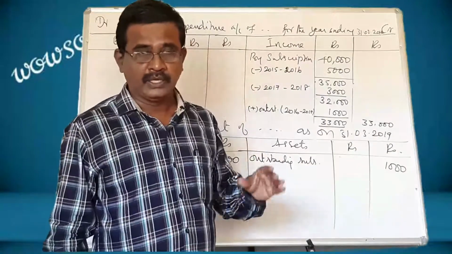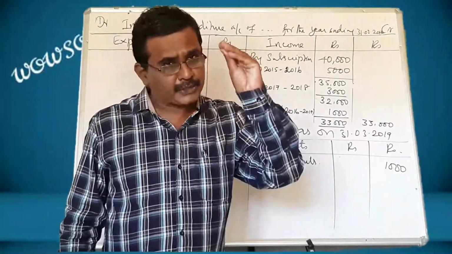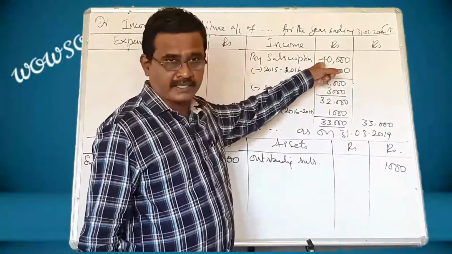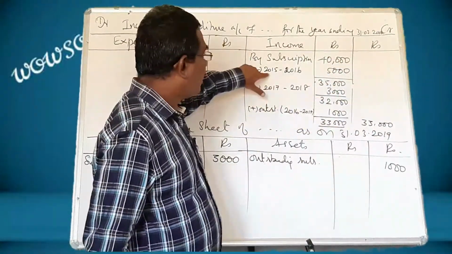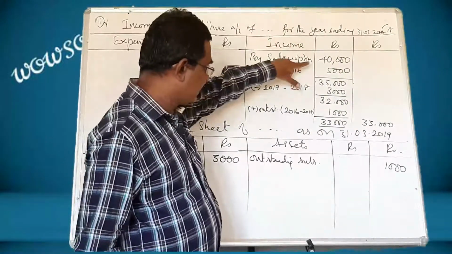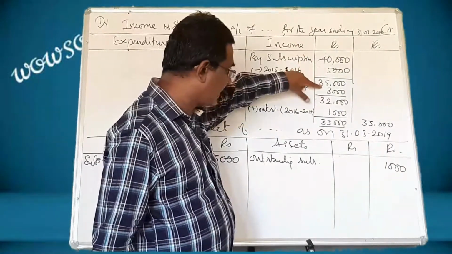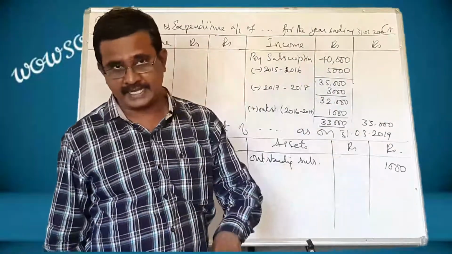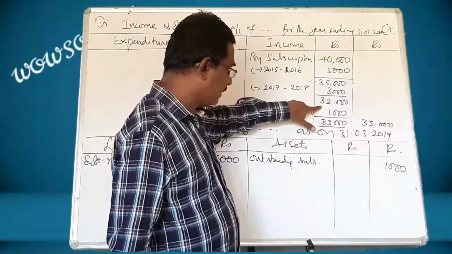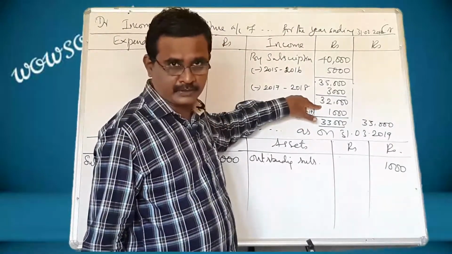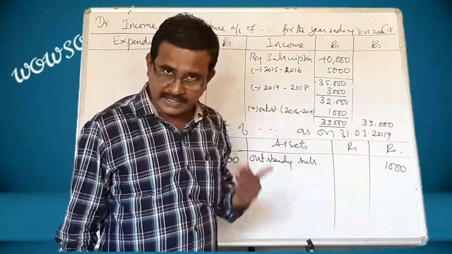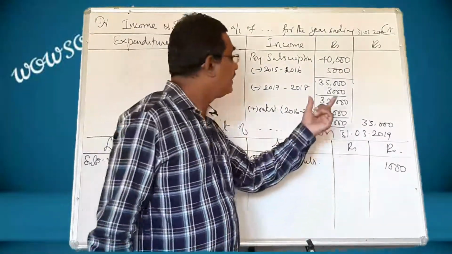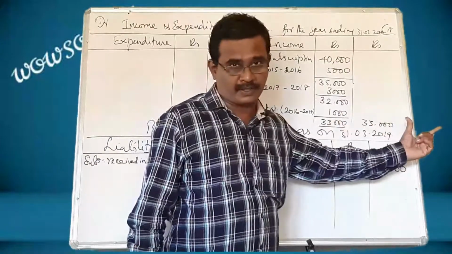Let me tell you. The amount meant for the particular year alone should be shown in the outer column. They have collected 40,000 rupees and this amount is meant for the previous year. That should be subtracted. We have subtracted and we have got 35,000. This amount is meant for the next year. That is also subtracted and the remaining amount is shown here, 32,000. Still, for this year, an amount of rupees 1,000 is to be collected. That is added and it is shown in the outer column.